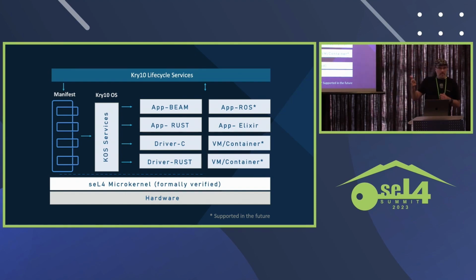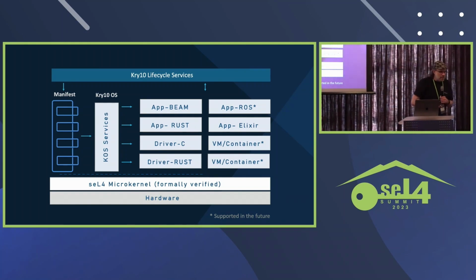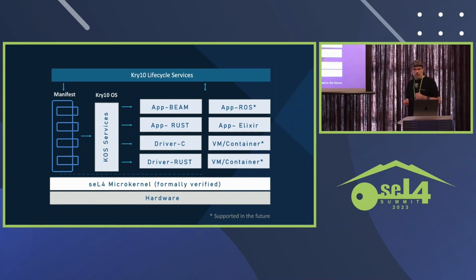So today we've got BEAM, Rust, C, Elixir, and full Erlang support, partly because it's so good at error recovery. We've got plans to do Python, which means Robot Operating System. We've got VMs that we're already working on that you can spin up. Hey, you need that driver, and it's only in Linux? Go ahead and spin it up.